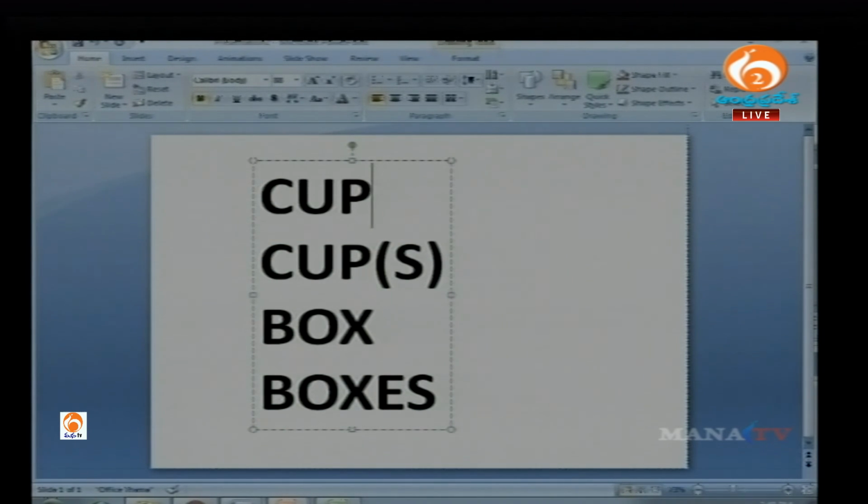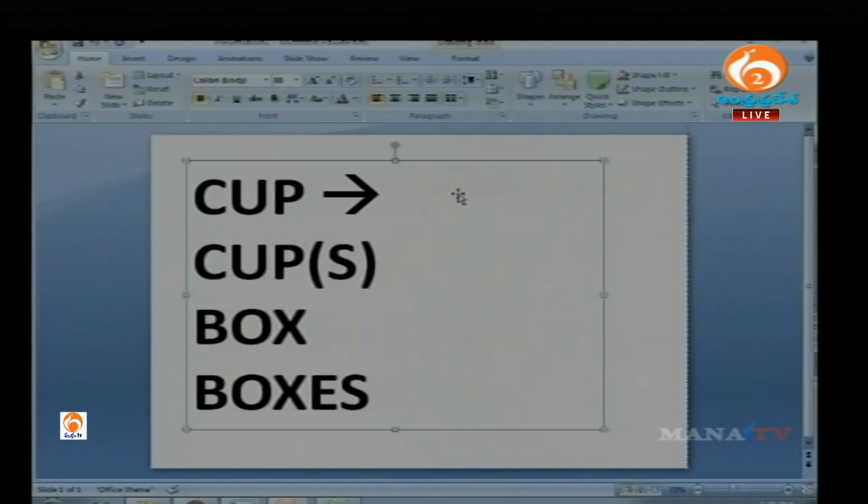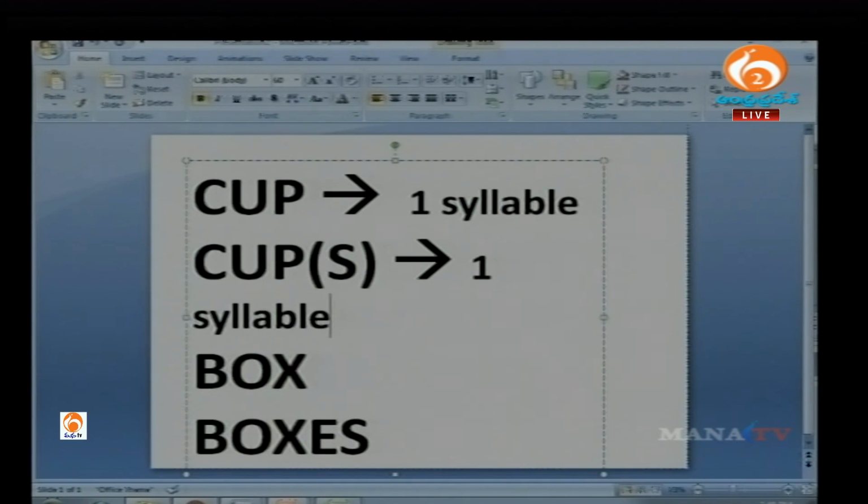So here this word is one syllable. This is also one syllable.